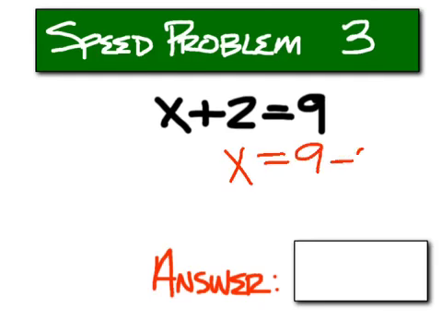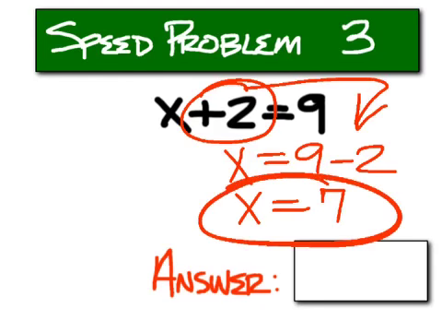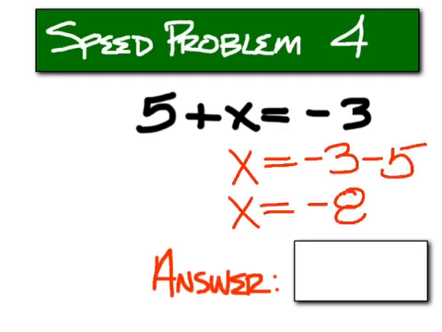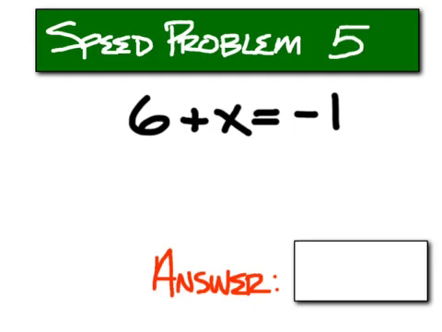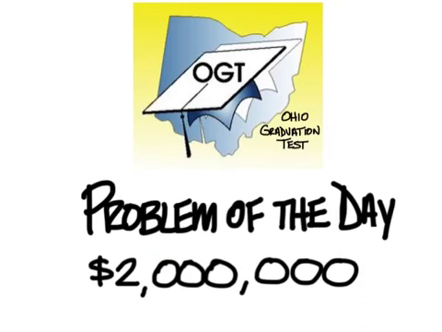You should have 9 minus 2 on the right side, and that comes from moving this over and then changing signs. You should have 7. You should have a negative 3 minus 5, which will give you an answer of a negative 8. Should be x equals a negative 1 minus 6, which is negative 7.